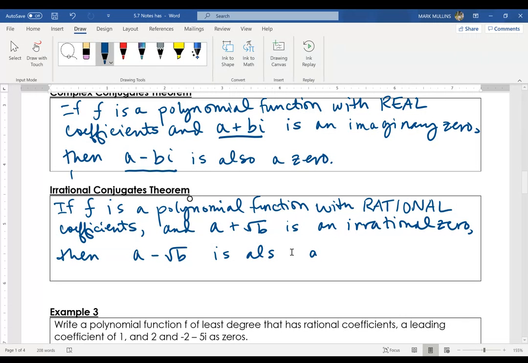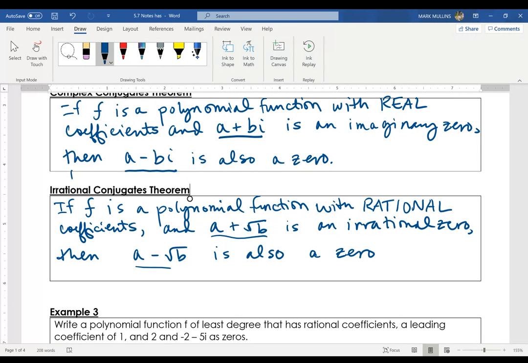And my pen quit writing right there. For some reason, I cannot write the O on also. There we go. So again, we have conjugates. So we're going to use this on example 3.